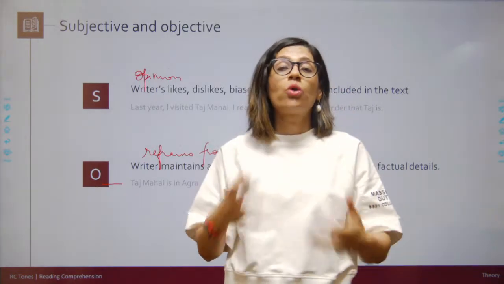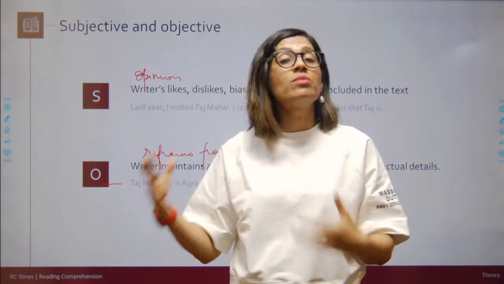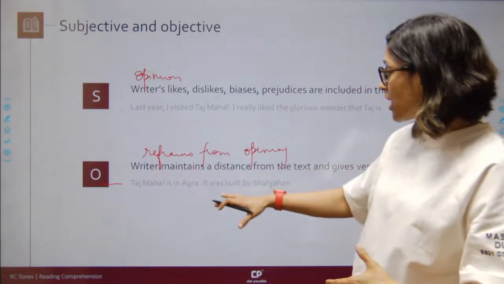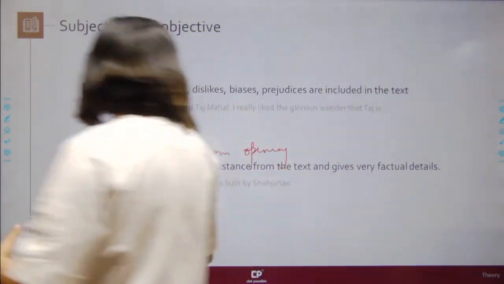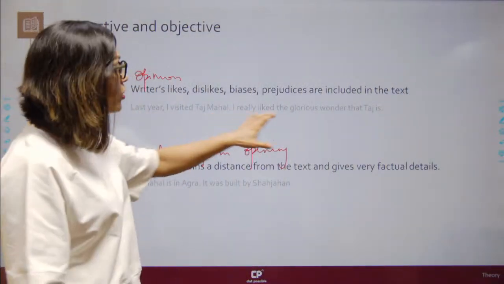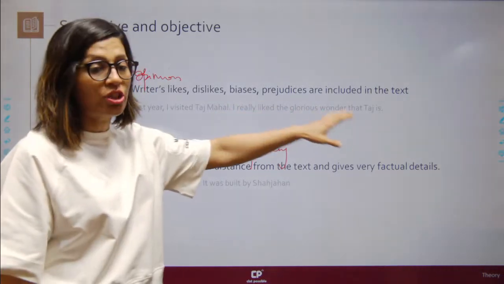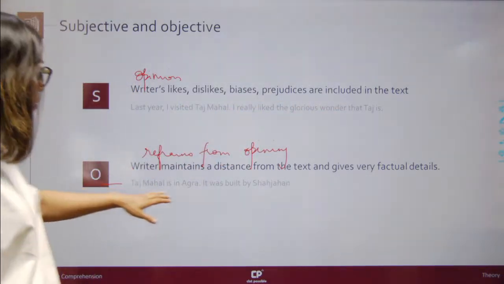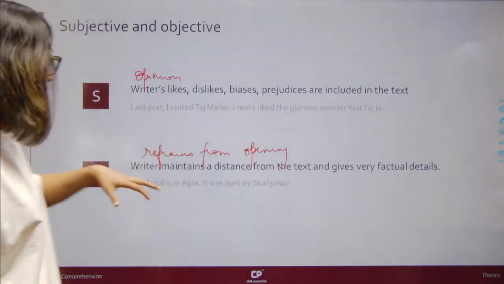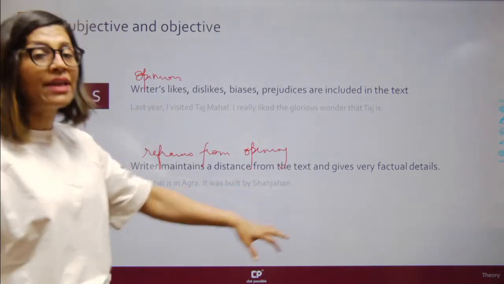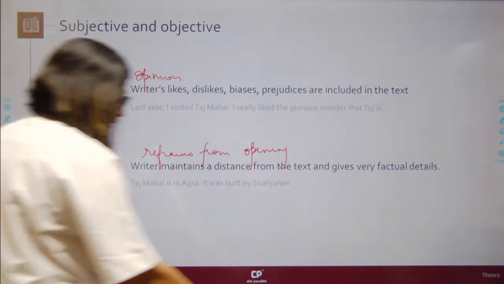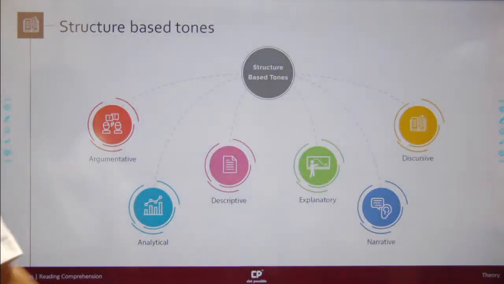Yes, then the subjective tone is missing. Then it is only objective tone. Right? So wherever there is the author's opinion, like "I like the glorious structure," this is opinion. If there is no opinion, just facts are collated, then it is objective. So this is the first category.